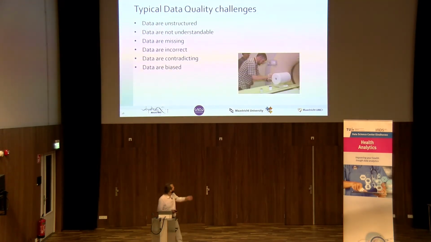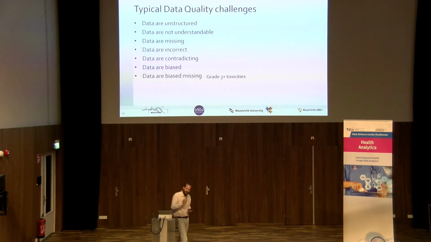Data are biased. For instance, this is a calibration of a PET scanner. If your PET scanner is calibrated differently between two hospitals, you get different values, right? And you have a bias between your cohorts. And then there's a very tricky one, which is called bias missing. In medicine, we tend to only note things that are important, like, oh, this patient got a severe toxicity. But we don't note if the patient did not get a toxicity, or only a mild one. Which means that if the data is missing, it is more likely to be a mild or no toxicity than a severe toxicity, which means the data is not randomly missing.